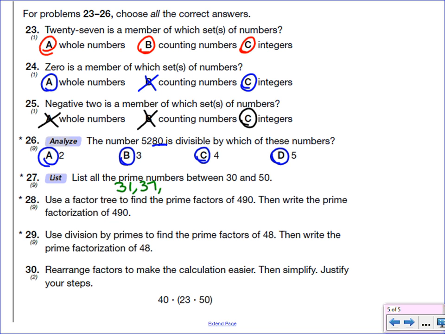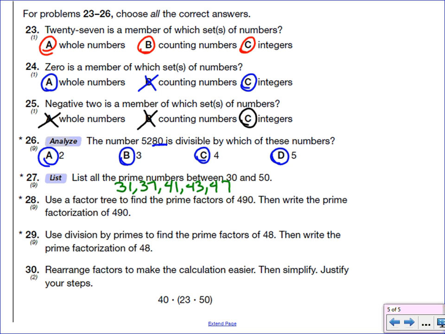38 would be divisible by 2. 39 would be divisible by 3. 40 is divisible by 2. 41 is prime. 42 is divisible by 2. 43 is prime. 44 is divisible by 2. 45 is divisible by 5. 46 is divisible by 2. 47 is prime. 48 is divisible by 2. 49 is divisible by 7. And then 50 is divisible by 2.